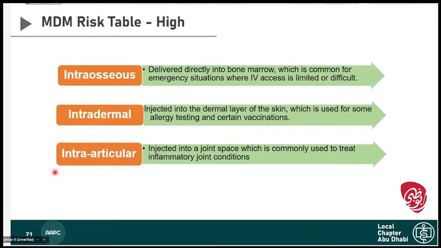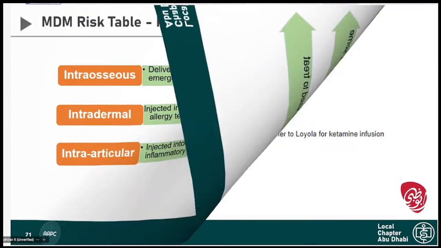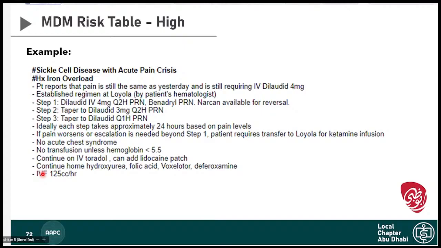If the provider injects any controlled substance by these routes, we can directly consider it a high level of care. For example, here the patient has sickle cell disease with an acute pain crisis. The provider injected a diluted 4 mg IV. The diluted drug we can consider a controlled substance, injected by the parenteral route of IV. Then we can consider this high risk, and consider it a high level of management.